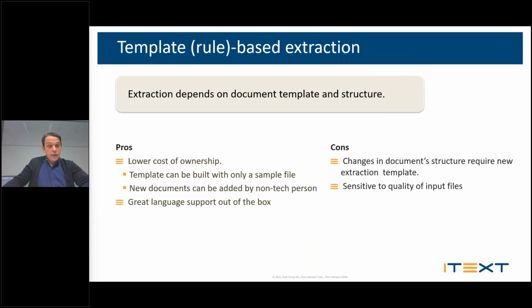Well, template-based extraction has some pros because it depends on the document template and structure, not content itself. So it gives lower cost of ownership. To create an extraction template, you need only one sample file. After that, you can extract data from files following the same structure with the highest possible accuracy. Often a template-based solution provides you with a user-friendly tool which allows a non-tech user to create an extraction template to extract data from files.